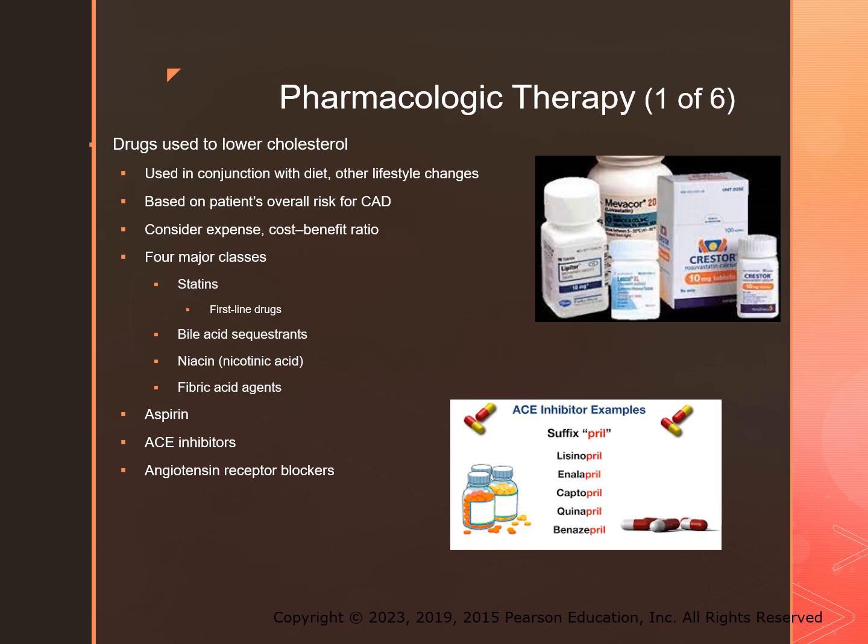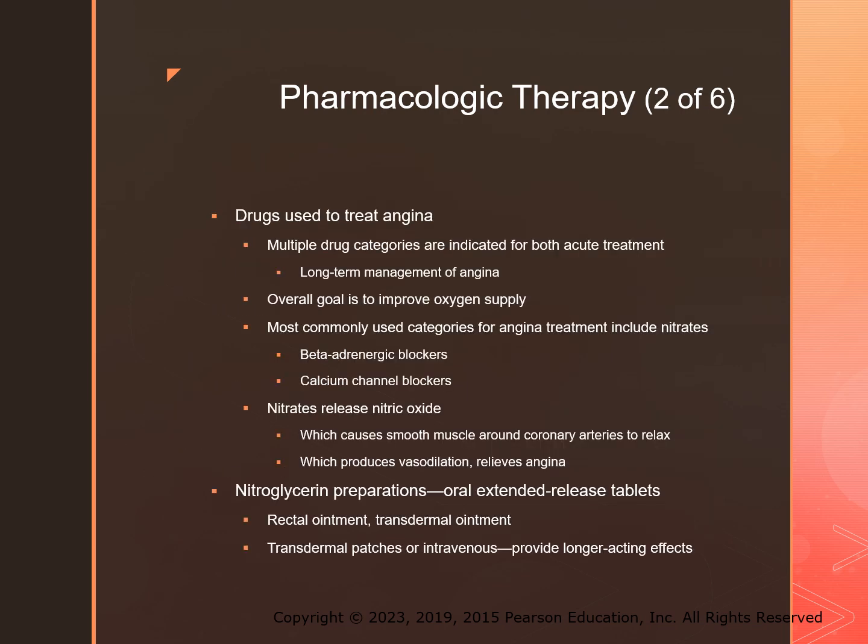Now, again, aspirin, we use aspirin to help with the chest pain and help prevent, it's an antiplatelet medication. So when you look on page 1253, it talks about drugs to treat angina. So I really want you to pay close attention to that.